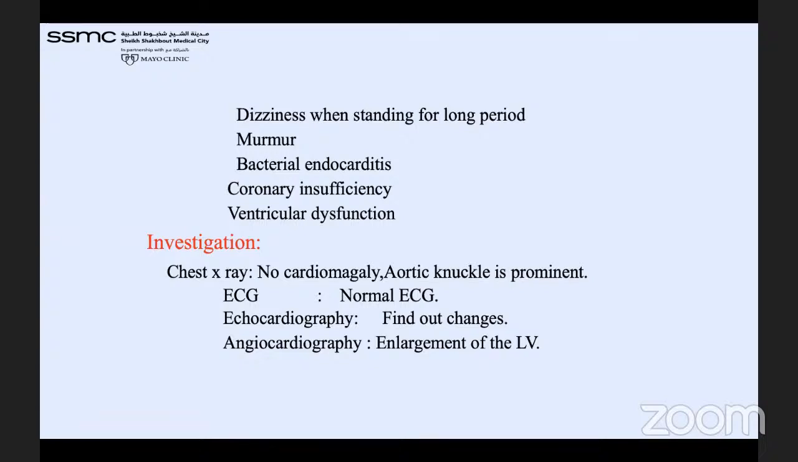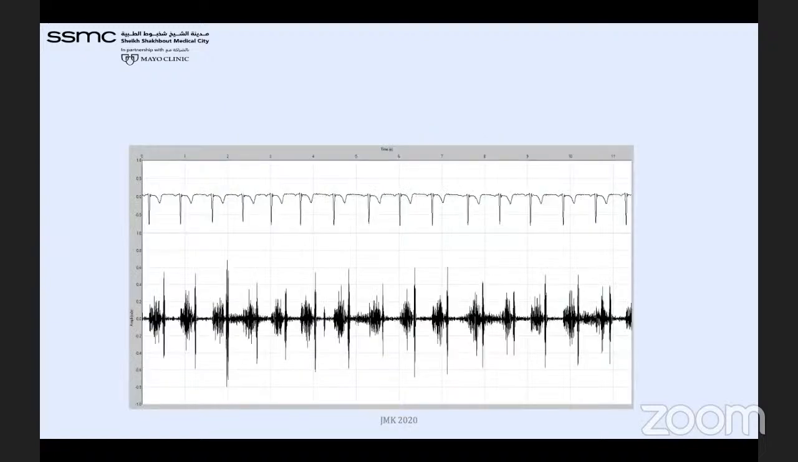Investigations: the chest X-ray shows no cardiomegaly, but the aortic knuckle can be prominent. ECG may be normal. Echo, you have to find out the changes, what I said: the left ventricular hypertrophy, the left atrium can be enlarged, and angiocardiography also shows the enlargement of the left ventricle. I showed you this thing.